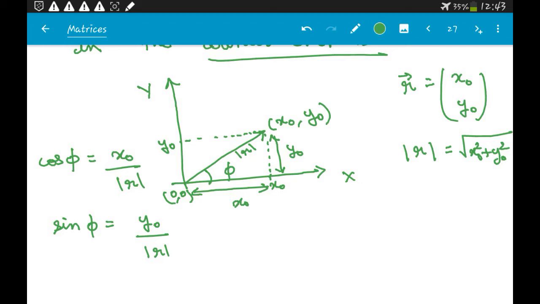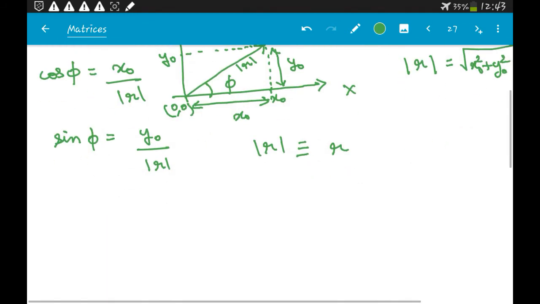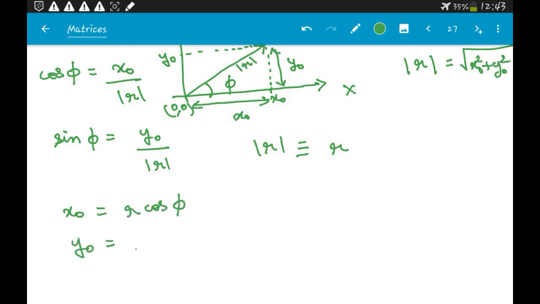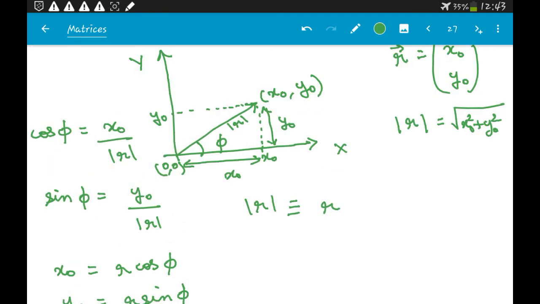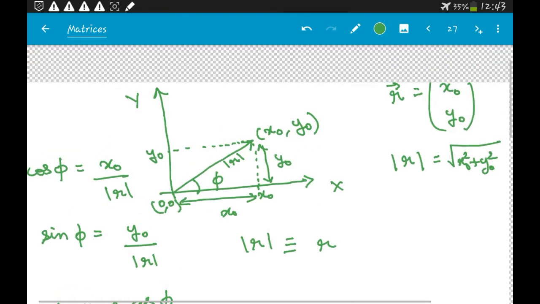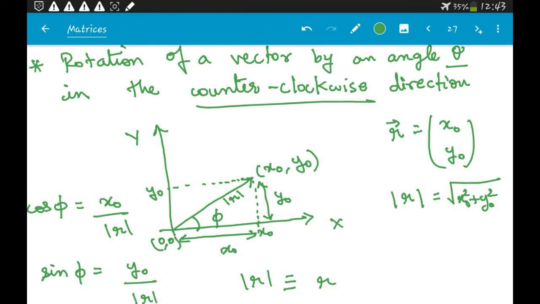Now I'm going to define that mod r is nothing but r, because I don't want to write mod r every other time. So what we have is that x0 is r cos phi and y0 is r sin phi. Right now we have only set up the system.